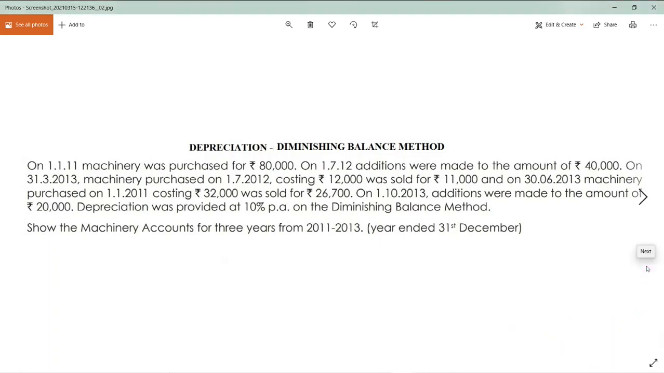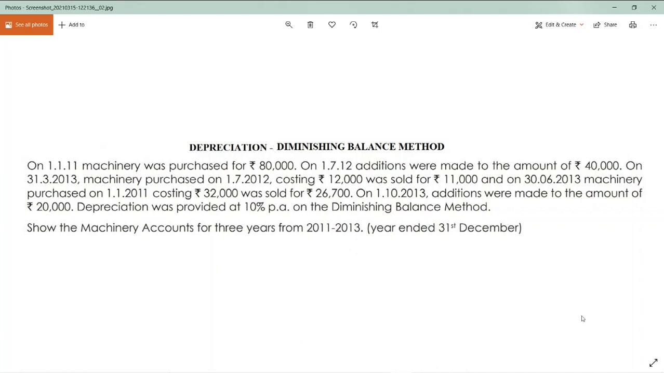Dear learners, in this video lesson, I am going to solve this problem. This problem comes under the diminishing balance method of depreciation. The question: on 1/1/2011, machinery was purchased for rupees 80,000. On 1/7/2012, additions were made to the amount of rupees 40,000.